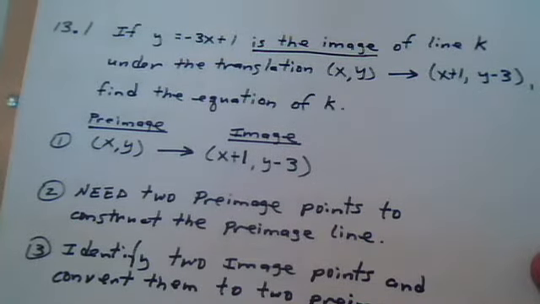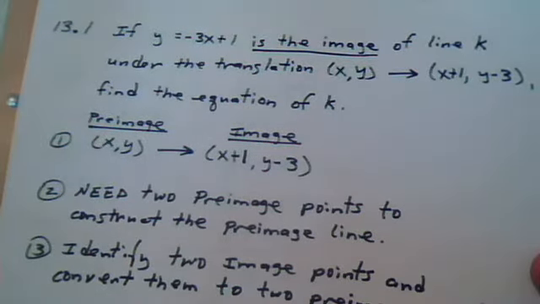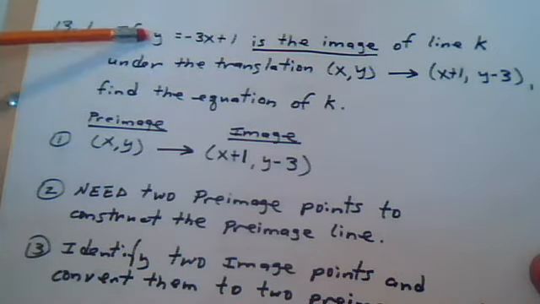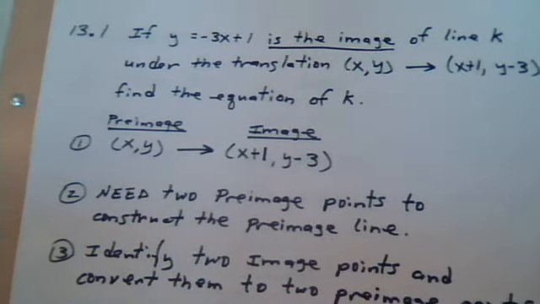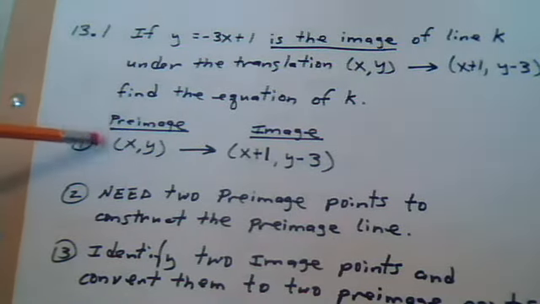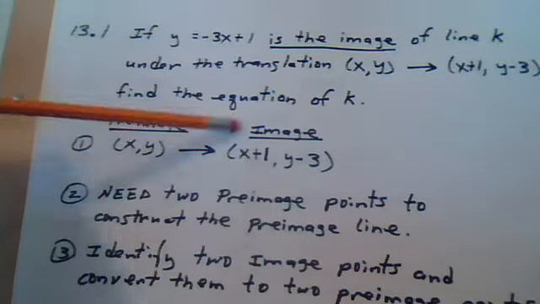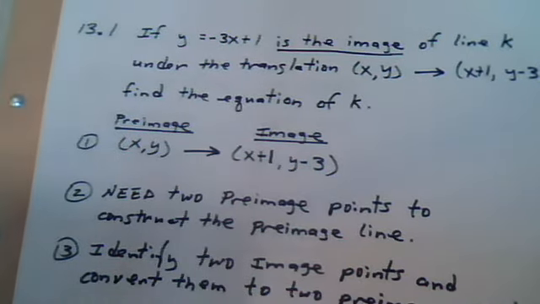If y equals negative 3x plus 1 is the image of line K under this translation, find the equation of K. In other words, this is the image line. They want the pre-image line. So this is the pre-image, this is the image. We're going from the before to the after.